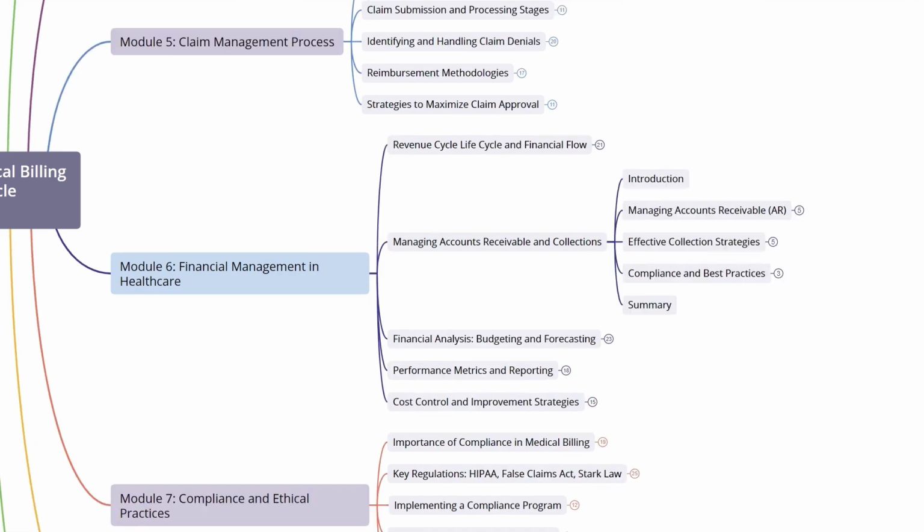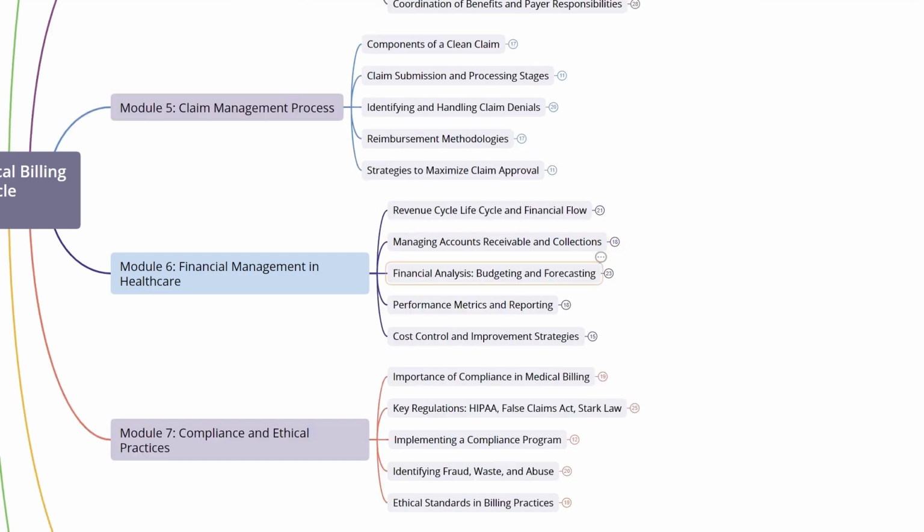Next, managing accounts receivables and collection. Effective accounts receivable management involves timely follow up on unpaid claims, patient balances, and collections. Techniques such as automated reminders, dedicated collection teams, and clear payment policies help improve collection rates.